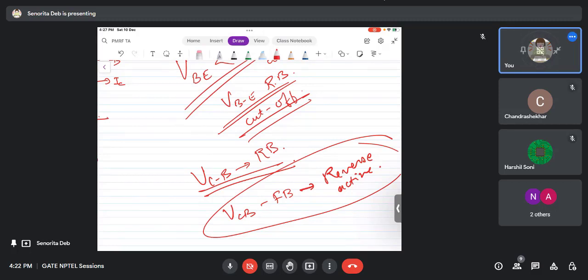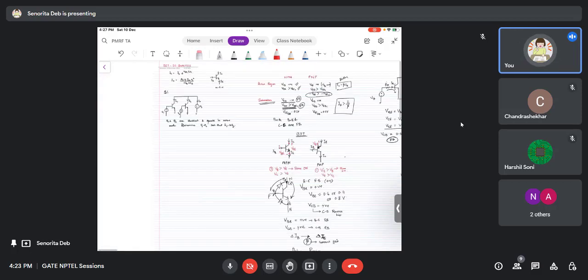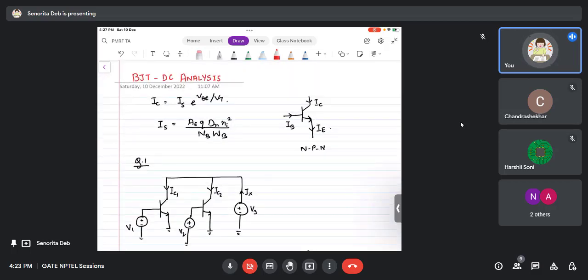Okay. Now, with this knowledge, let's go to one of the questions. I'm not going to solve any question on region of operation because they are in abundance on the internet. You can sort it out and solve it. If you want, I can solve it in the next class, region of operation.